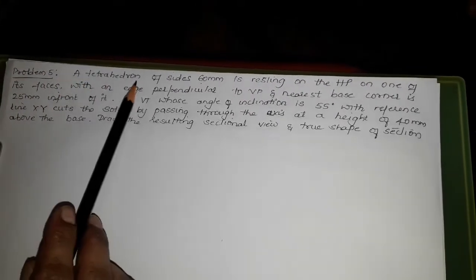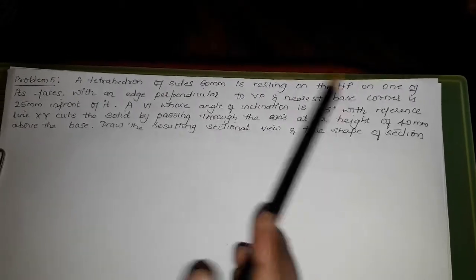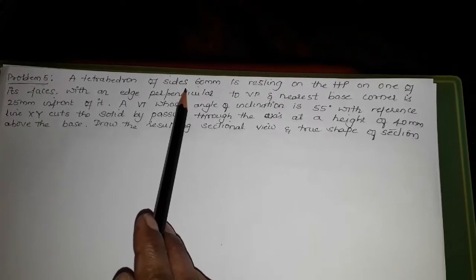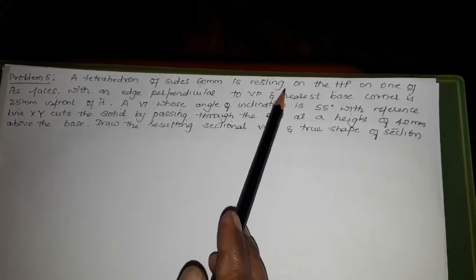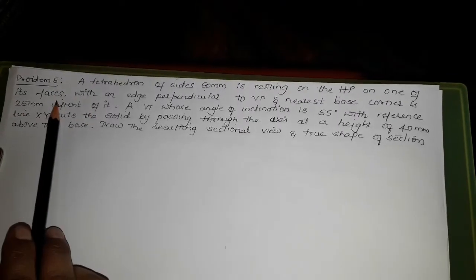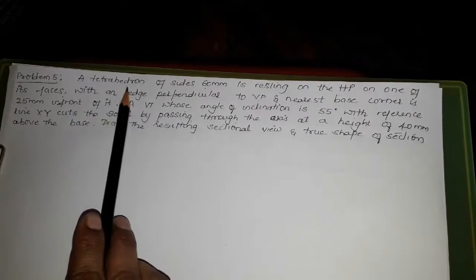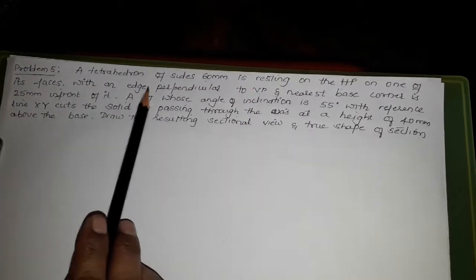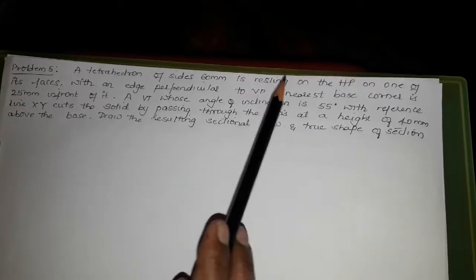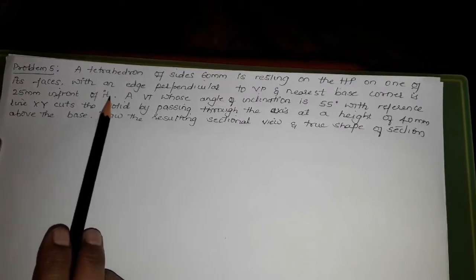So a tetrahedron of sides 60 mm is resting on the HP, on one of its faces, with an edge perpendicular to VP. So the tetrahedron which is resting on one of its faces on HP will be having an edge perpendicular to VP and the nearest base corner is 25 mm in front of VP.